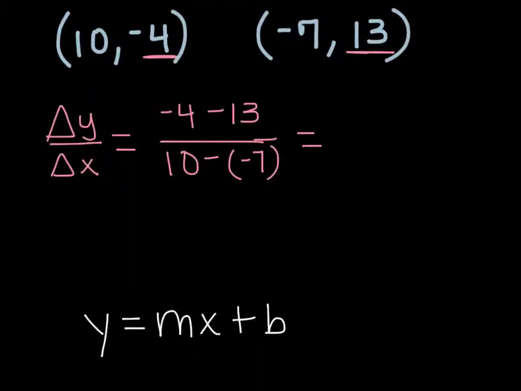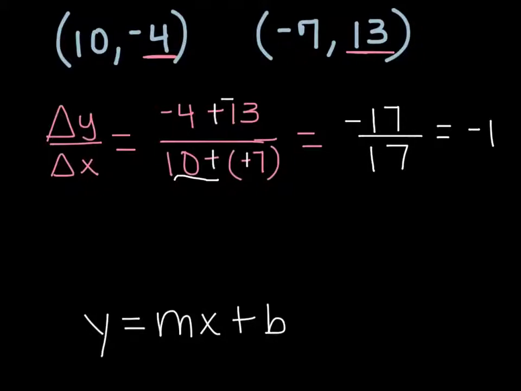Okay, now I need to work that out. So up on the top here, I'm going to add the opposite here. I'm going to do that on the bottom too. So I have plus a minus, plus a plus. So now if I add negative 4 and negative 13, I get negative 17. And if I add 10 and 7, I get 17. So my slope ends up being negative 17 over 17, which is the same as negative 1.